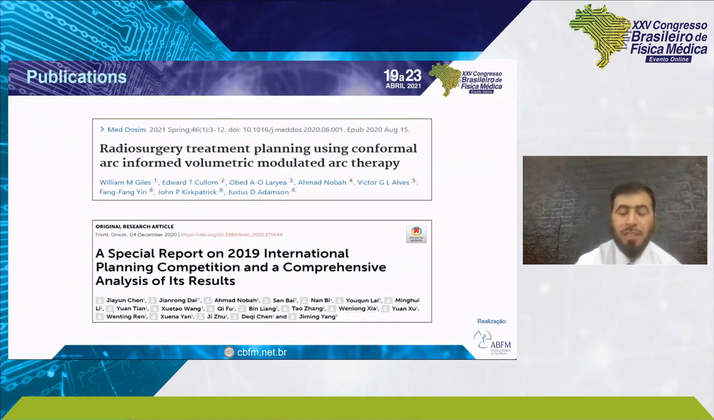They were trying their auto planning algorithm, and they compared their auto planning algorithm dose distribution with the dose distribution generated by planners worldwide. And also the China Society of Medical Physics actually published the outcomes of the 2019 planning competition in a very good journal.